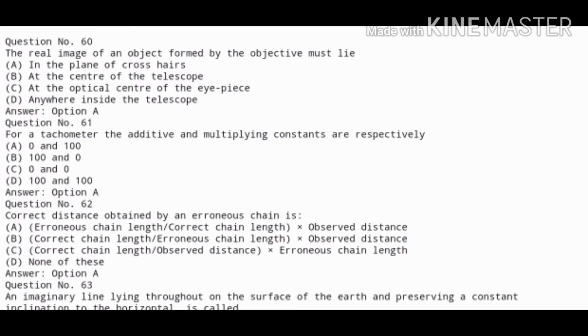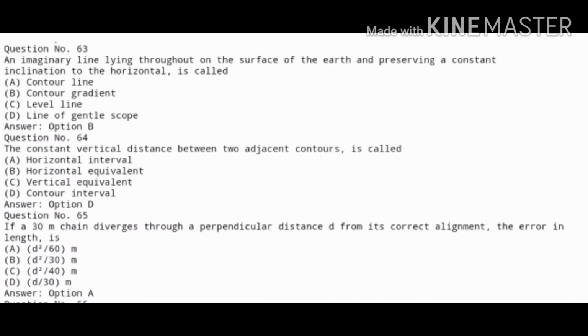The image of an object formed by the objective must lie in the plane of the cross hairs. For a tacheometer, the additive and multiplicative constants are respectively 0 and 100. Distance obtained by an erroneous chain is erroneous chain length divided by correct chain length, into observed distance. An imaginary line lying throughout on the surface of the earth and preserving a constant inclination to the horizon is called a contour gradient. Constant vertical distance between two adjacent contours is called contour interval.